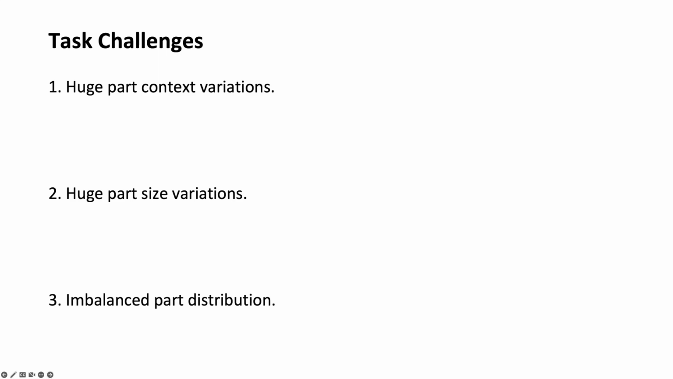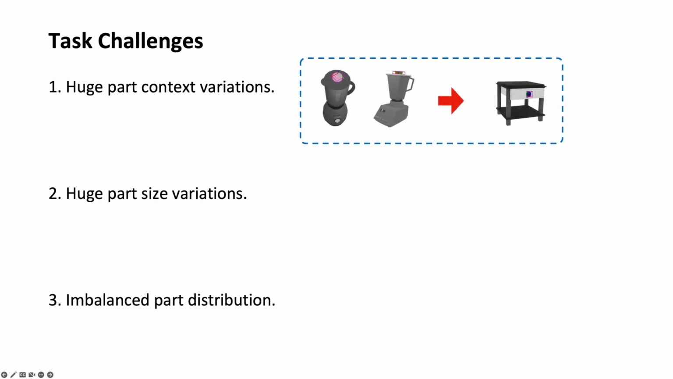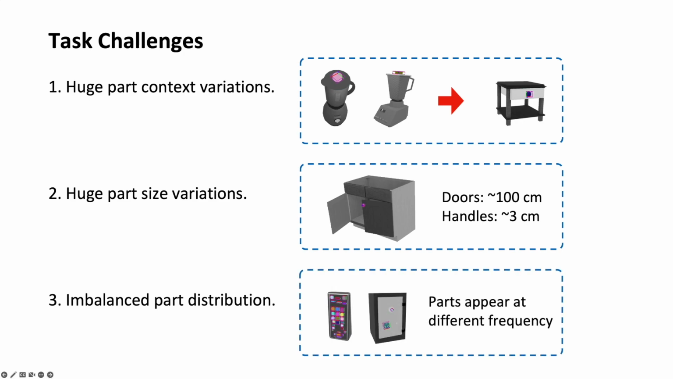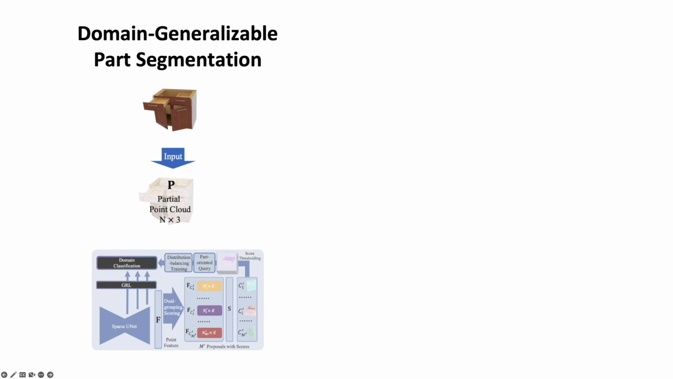Our tasks are challenging for the following reasons. First, the context of a part class can vary significantly across different object categories. For example, in the coffee machine category, round handles usually sit on the top of lids, whereas in the table category, they often stand on the front face of the drawers. Second, parts from different part classes may be of different sizes. For example, a round handle is usually much smaller than a door. Third, object parts in the real world are distributed unevenly and a particular part class may appear with different frequencies across various object categories. Accordingly, we introduce several important techniques to facilitate domain-invariant learning.